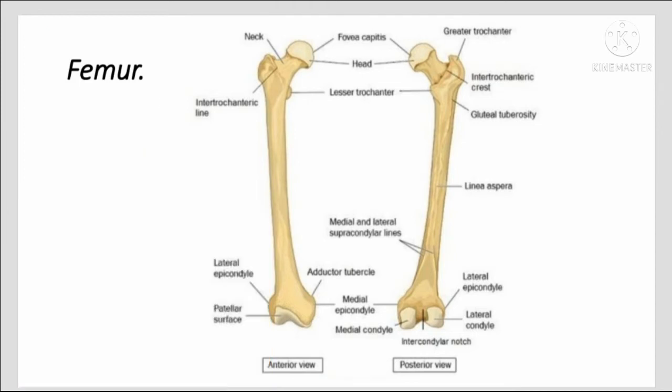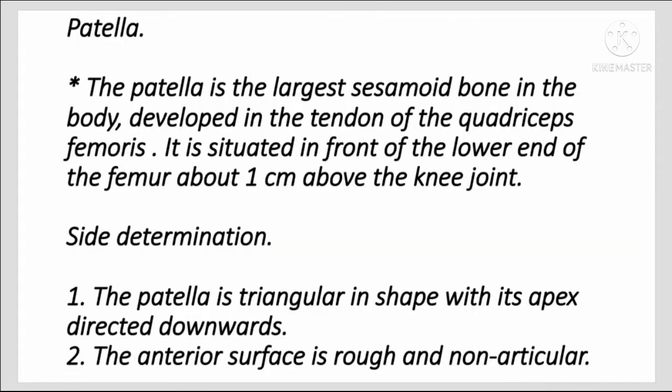Side determination: the upper end consists of a rounded head, whereas the lower end is widely expanded to form the two large condyles. The head is directed medially. Patella: the patella is the largest sesamoid bone in the body, developed in the tendon of the quadriceps femoris. It is situated in front of the lower end of the femur, about 1 cm above the knee joint. Side determination: the patella is triangular in shape with its apex directed downwards.